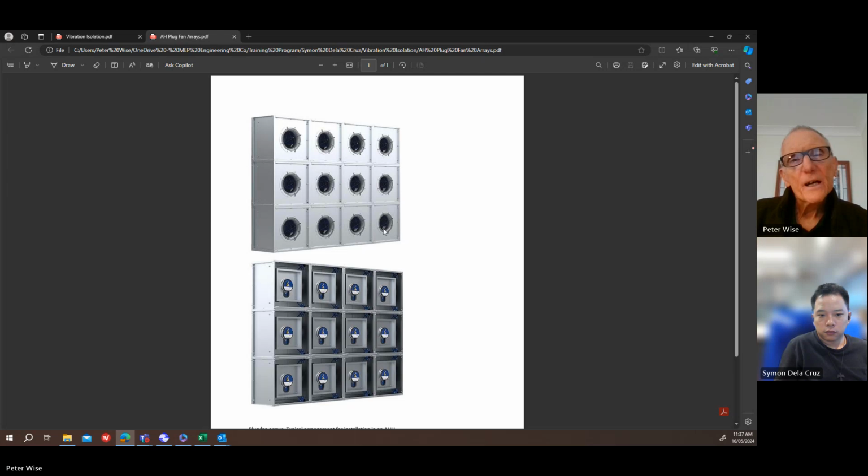And you can have one fan running, or you can have multiple fans running. So these two arrays are 12 fans. So if one fan fails, you can take it out and put another one in. But if you want to have variable volume, you can either change the speed of all the fans, or you can turn one off and let the rest run, or turn half a dozen off and let the rest run. So there's lots of flexibility with that type of system. So that's something that's coming in, or was coming in a bit, in recent years.